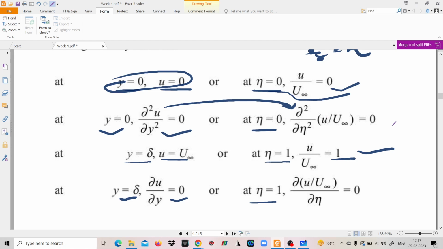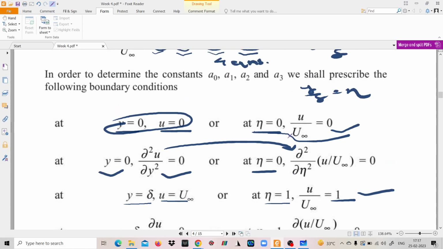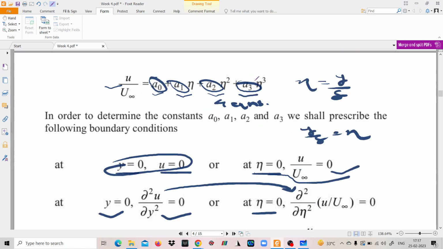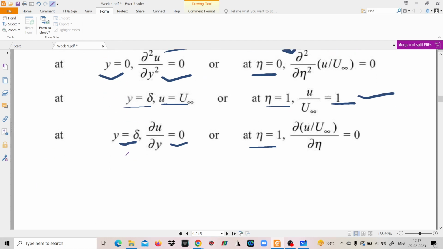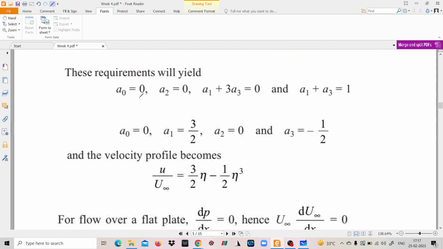Now we have 4 unknowns, a0, a1, a2, a3, and we have 4 equations, or 4 boundary conditions. So if you apply these boundary conditions, you will get a system of linear equations. For example, a0 equal to 0, a2 equal to 0, a1 plus 3a3 equal to 0, a1 plus a3 equal to 1.